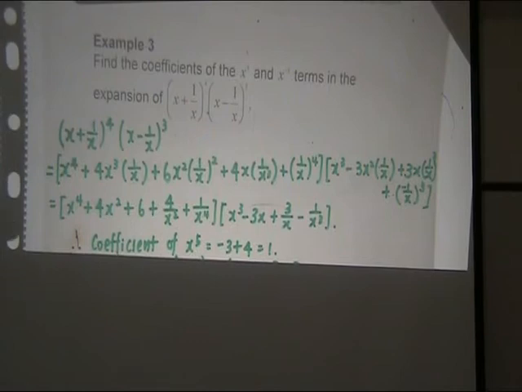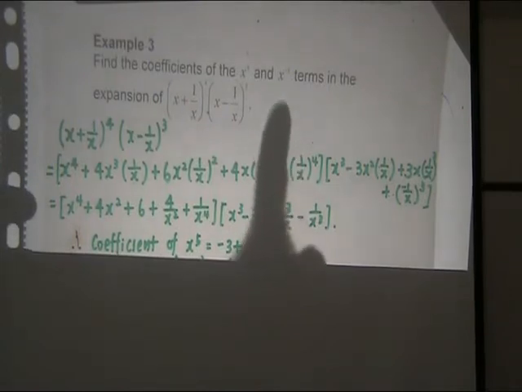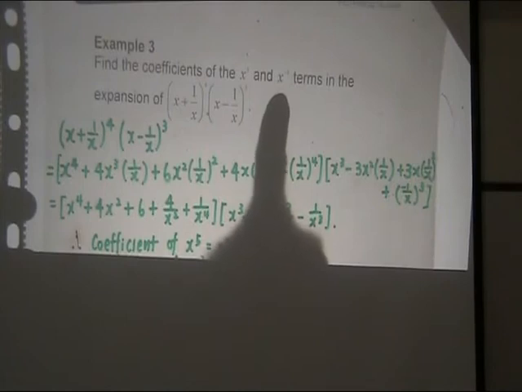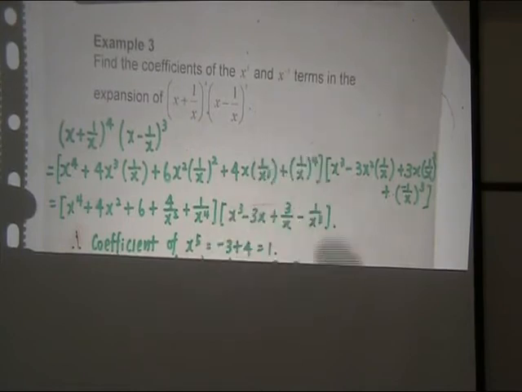Next, you want to get the term in x to the power of minus 3. So let's look again at which terms we need to multiply to get this power, x to the power minus 3.